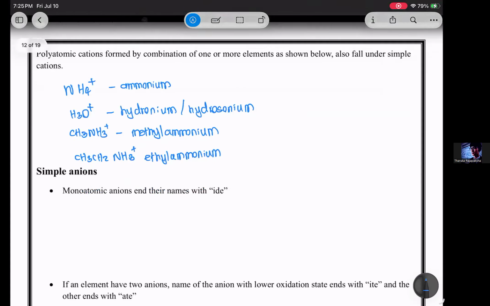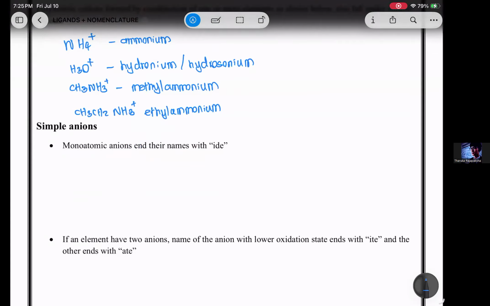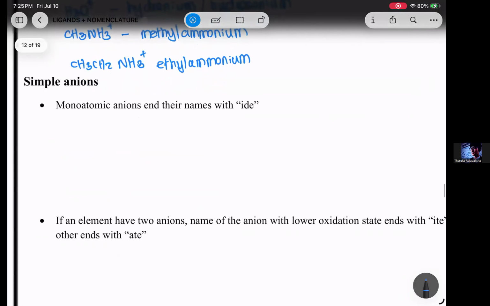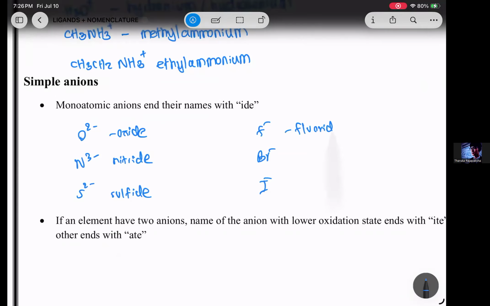Simple monoatomic anions end their names with "ide." Oxide, nitride, sulfide, fluoride, bromide, iodide. Write some examples: O2 minus, N3 minus, S2 minus, F minus, Br minus, I minus. Oxide, nitride, sulfide, fluoride, bromide, iodide. There you go.